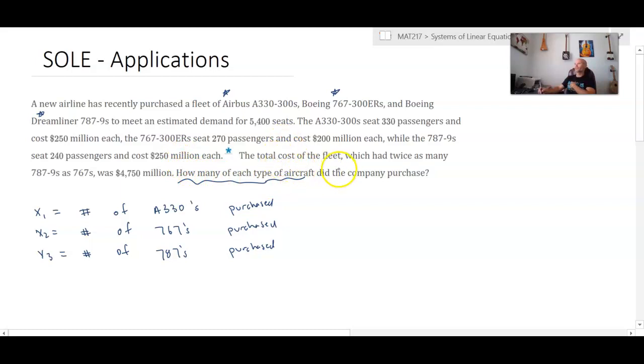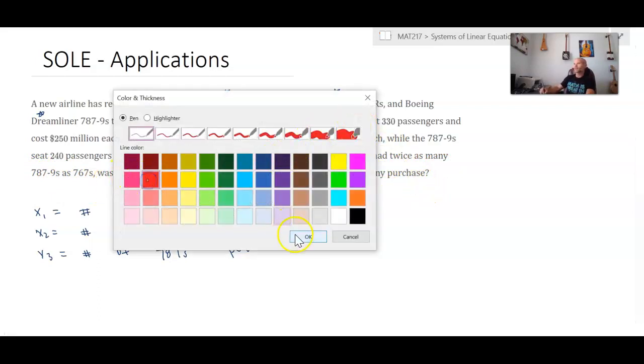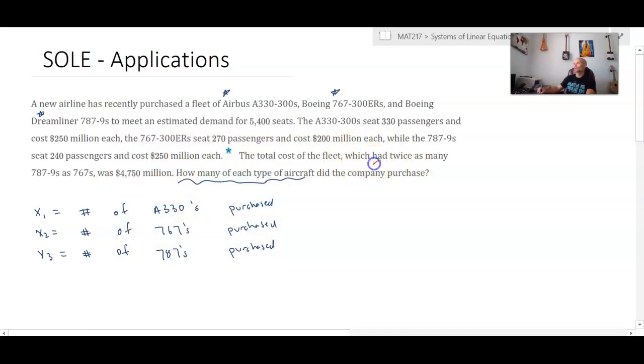The total cost of the fleet, which had twice as many 787s as 767s, so there's a constraint right there, and then we also know that the total cost of the fleet was that amount right there. Okay, so we really have two constraints.